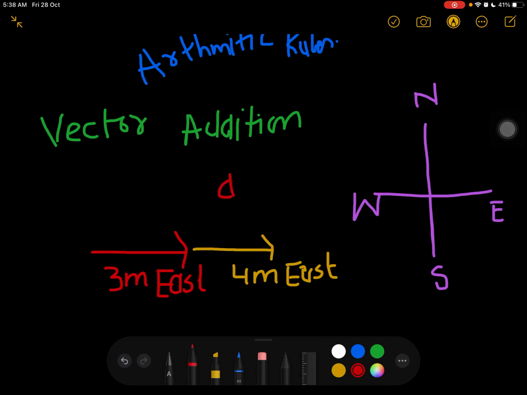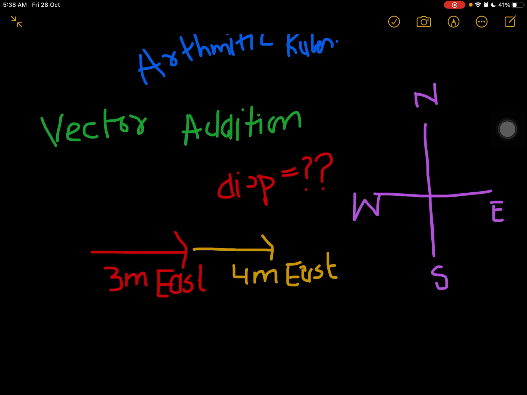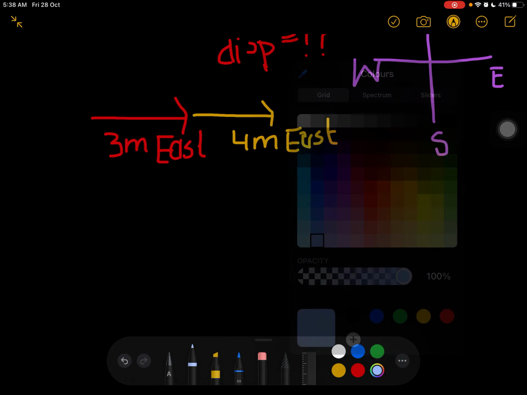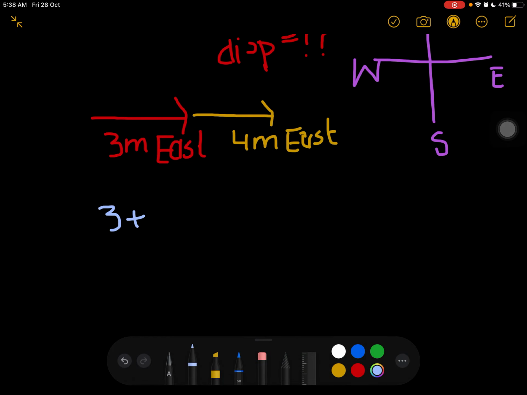So we have to tell the displacement, right? Like what will be the displacement over here? So displacement will be 3 plus 4 is equal to 7 meter, right? There will be 7 meter of displacement.